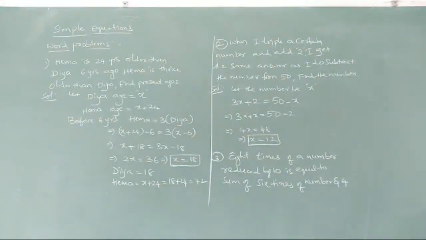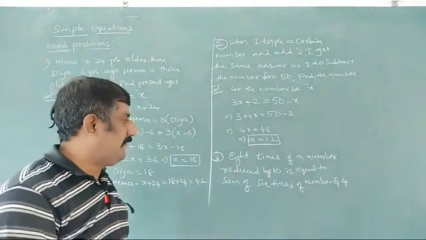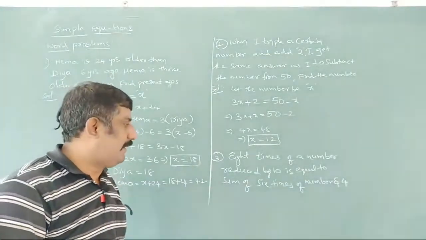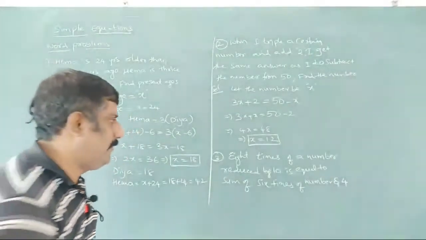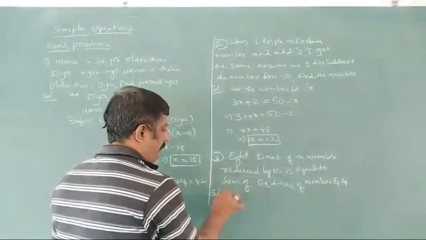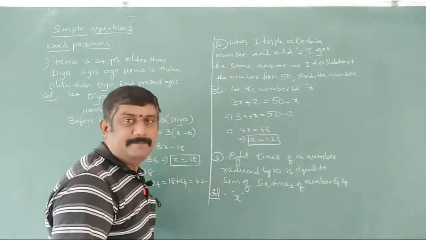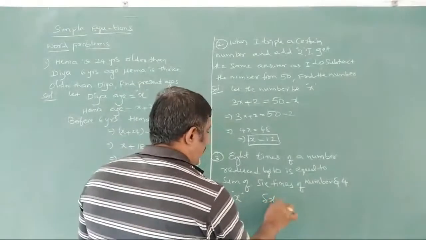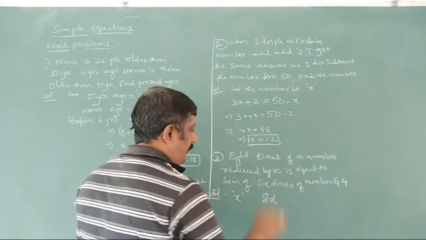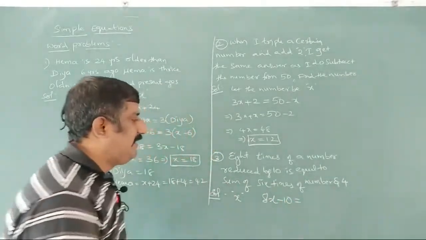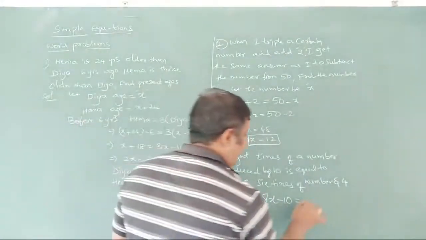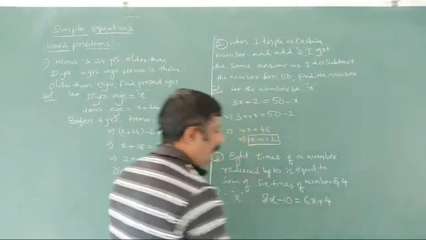Eight times of a number reduced by 10 is equal to the sum of 6 times of the number and 4. Assuming the number as x, 8 times is 8x, and what are you doing here? Reducing 10, nothing but minus 10, is equal to how much? 6 times of that number, nothing but 6x plus 4.